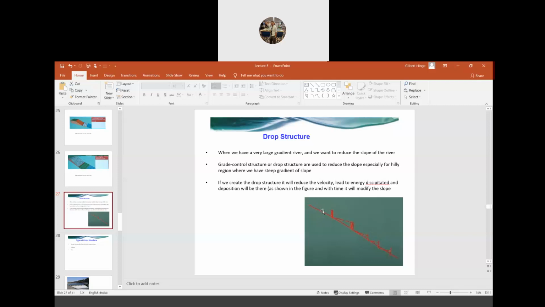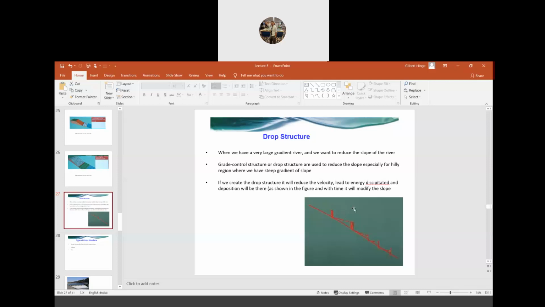Okay, so this is a river with a high slope, so we place some kind of a drop structure here. Because of the presence of this drop structure, the water will not be able to flow at high speeds, because these structures prevent the flow of water with high speed. So the water will encounter these structures, the velocity will reduce, the energy of water will be reduced. And if this river carries sediment along with it, it will start to deposit silt around here. Because of that, eventually with time, the slope of this river will get modified.